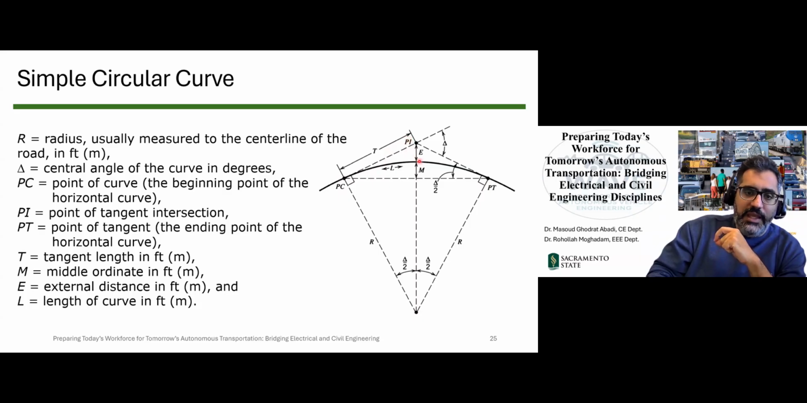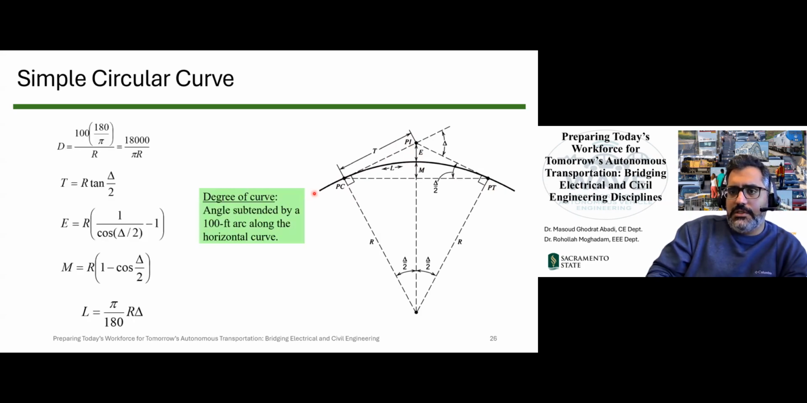We have E and M. E is external distance, and M is middle ordinate. These are important information with regard to stopping sight distance. In just a few minutes, we will talk about them. And L, I already talked about it.